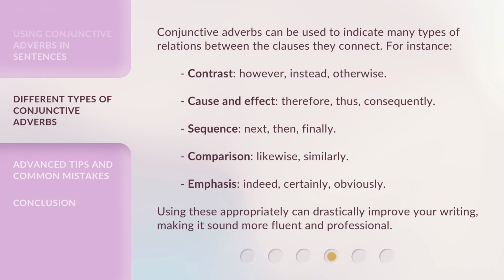Conjunctive adverbs can be used to indicate many types of relations between the clauses they connect. For instance, contrast: however, instead, otherwise. Cause and effect: therefore, thus, consequently. Sequence: next, then, finally. Comparison: likewise, similarly. Emphasis: indeed, certainly, obviously. Using these appropriately can drastically improve your writing, making it sound more fluent and professional.